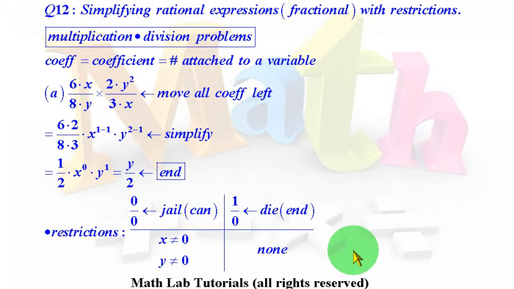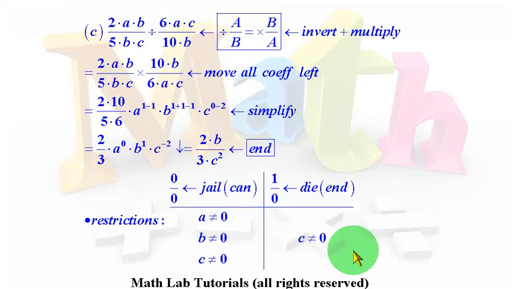Okay, so we'll go on to the next slide. Same sort of problem over here for part C. You see a big cluster. It's a single cluster, and the coefficients are 2, 6, 5, and 10. But the big difference over here is that this is division. And you know how to take care of division.